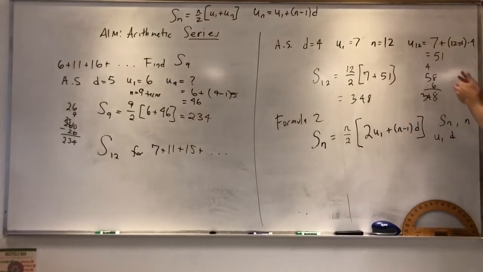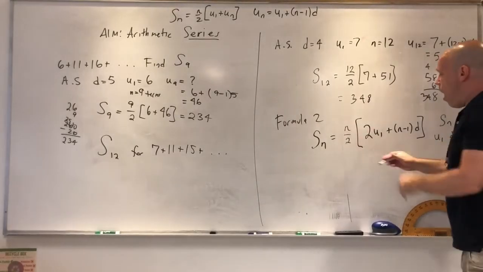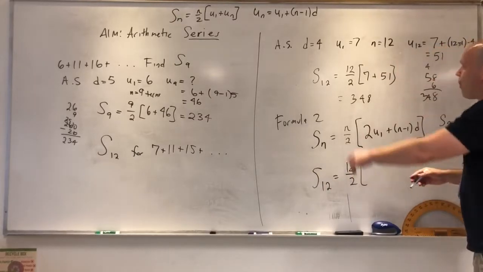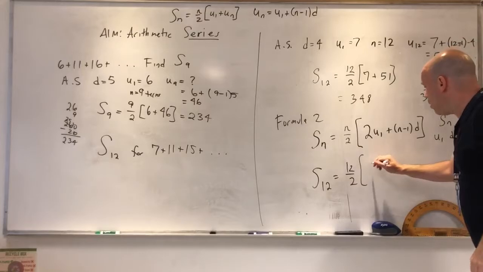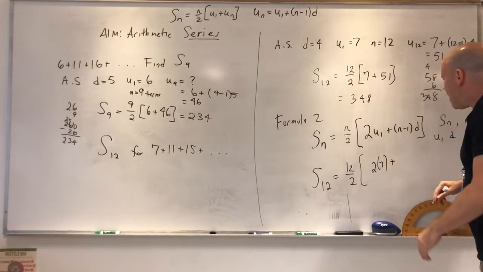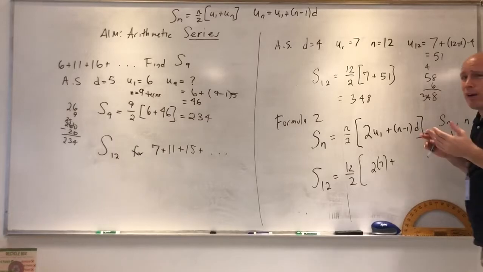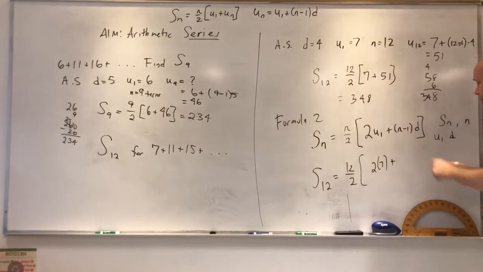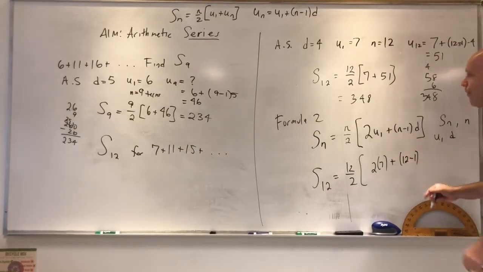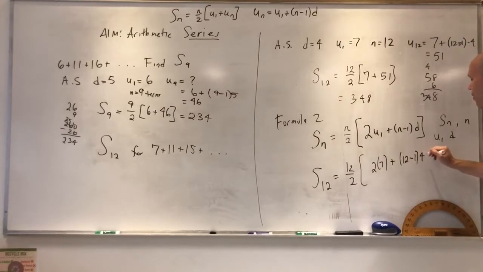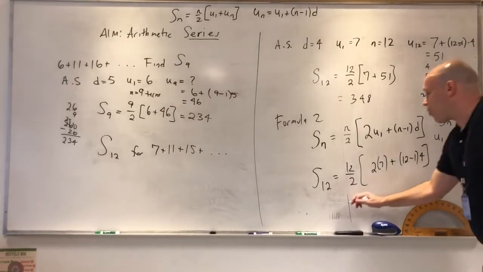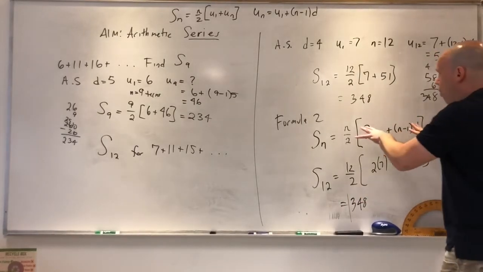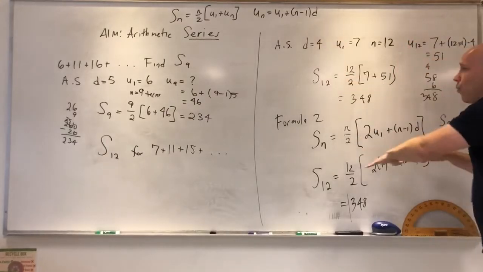So let's redo this last question again. Once again, I'm looking for the first 12 terms. I know the first term was 7, and it no longer asks for the last term. I don't have to figure it out. I know immediately from the sequence what my n is, and I immediately know what my d is. My d is 4. Final answer, it's going to be 348. You get all the formulas, you can decide what you want to do.